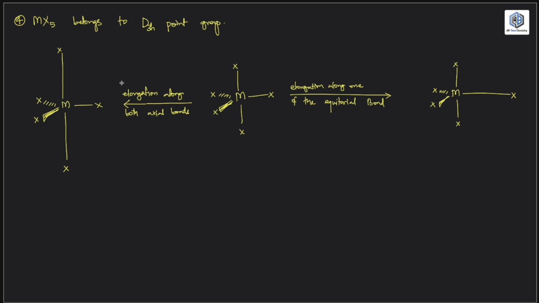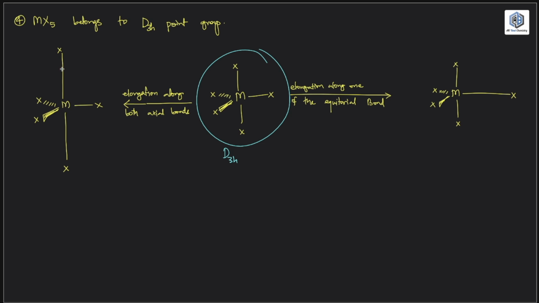The next question was based upon group theory. It was asked that MX5 belongs to the D3h point group. This was the molecule which was having D3h point group. Now it was asked that if the elongation is done along the equatorial bond, where one of the bonds is elongated, or both of the axial bonds are elongated, what will be the point group change?